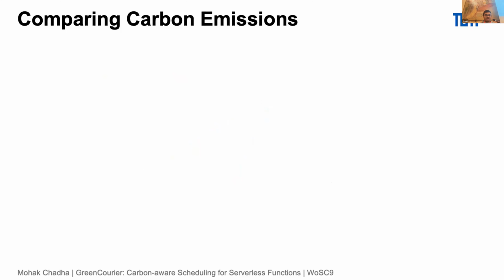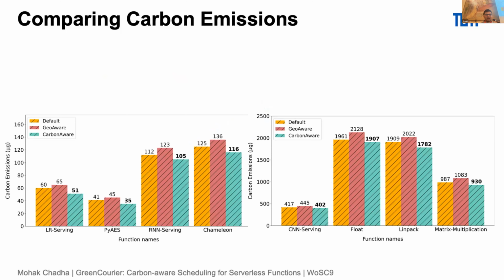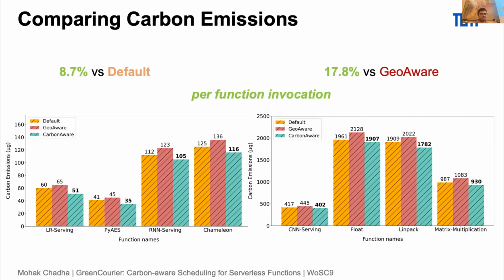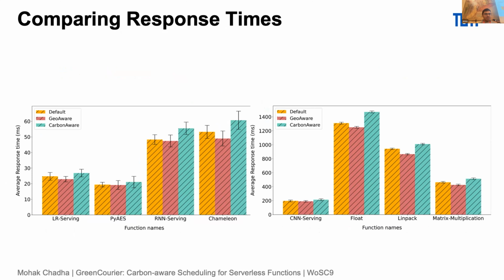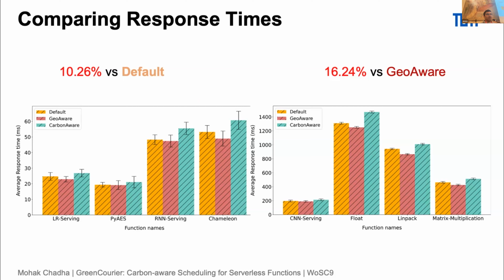So moving on to some results. With our strategy across all serverless functions, we observed 8.7% average reductions in carbon emissions as compared to the default scheduling strategy, and 17.8% as compared to the geo-aware scheduling strategy. But there are also some trade-offs involved. As compared to the default scheduling strategy, we observed 10.26% GM average slowdown in response time, and also 16.24% GM slowdown, right? So the major reason for the bad performance with respect to the geo-aware strategy is that the most carbon efficient regions in our experimental setup, that is Spain and France, are actually the farthest away from the management cluster in Frankfurt, leading to higher response times.